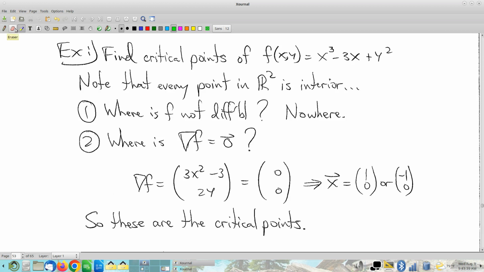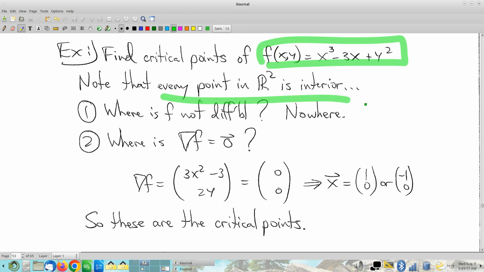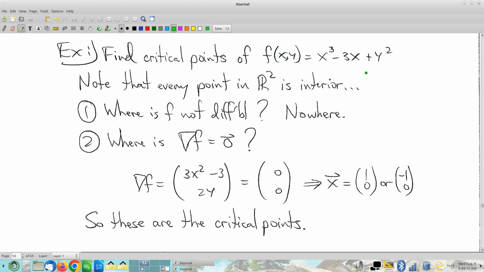Okay, so here is an example to start with. Let's look at this function right here. And notice it's defined at every point in R2. It doesn't fail to be defined anywhere. And every point in R2 is in the interior of R2. There's no boundary to R2, right? The XY plane, it just goes on forever. So the following analysis applies to every point in the domain.